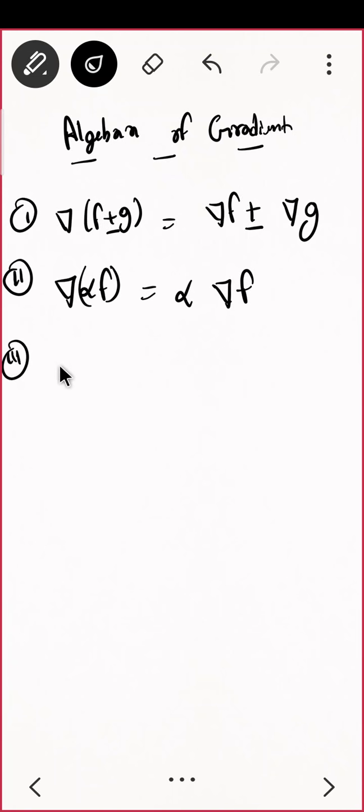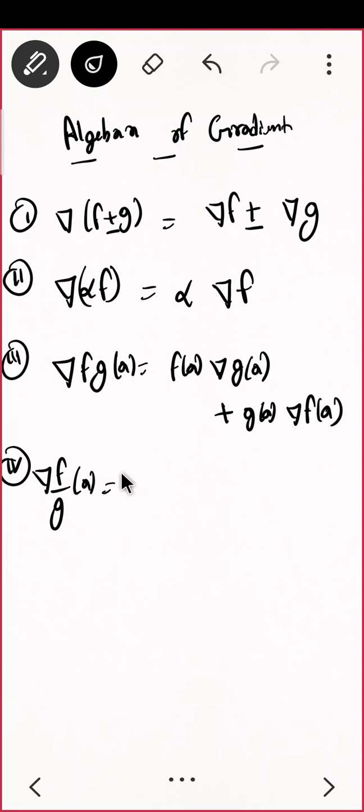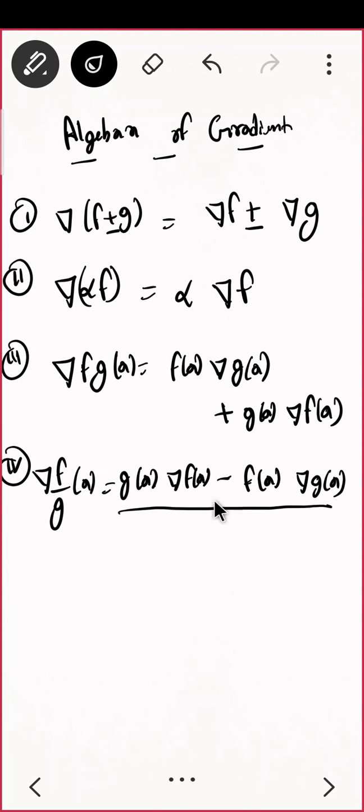Third, del of fg, it will be same जैसा उधर था. Say I am talking about a point a, it will be equal to f of a del g of a, uv rule था ना, and plus g of a del f of a. Correct? And the fourth one will be del of f by g at a, it will be equal to g of a del f of a minus f of a del g of a divided by g of a the whole square.